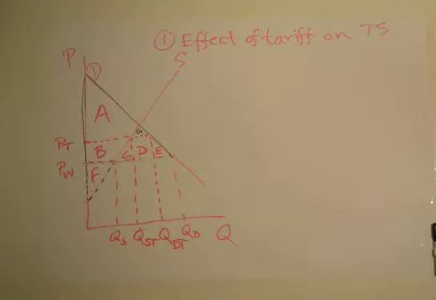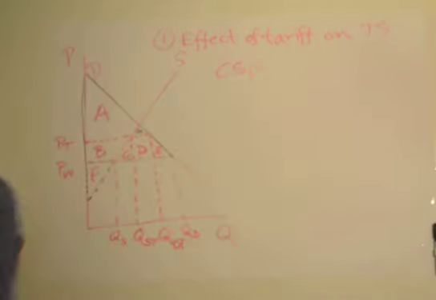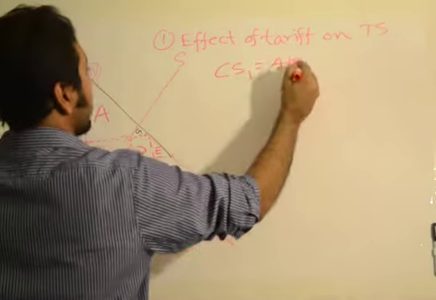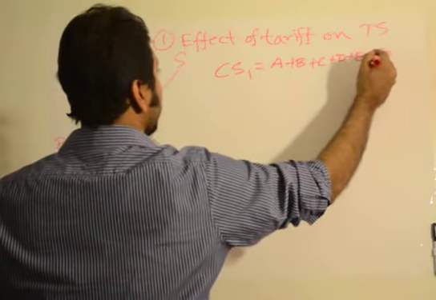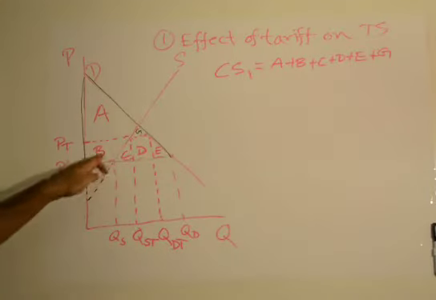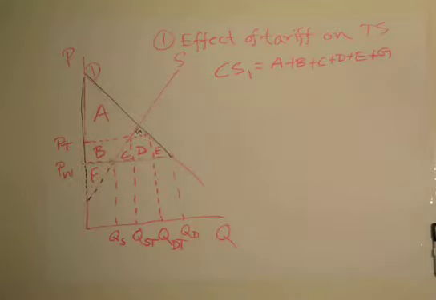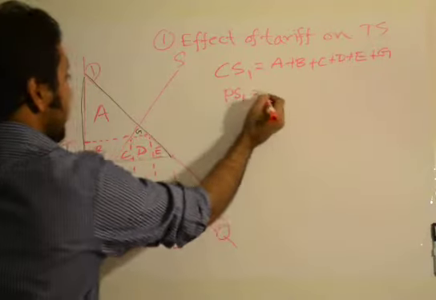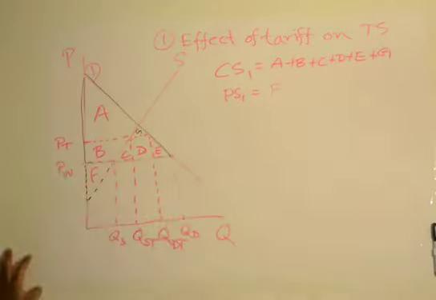So the consumer surplus before the trade, CS1, is equal to the upper big triangle, which is A plus B plus C plus D plus E plus G. Okay? A plus B plus C plus D plus E plus G. That's our consumer surplus before tariff. And the producer surplus before tariff was this small triangle, F, here, okay?